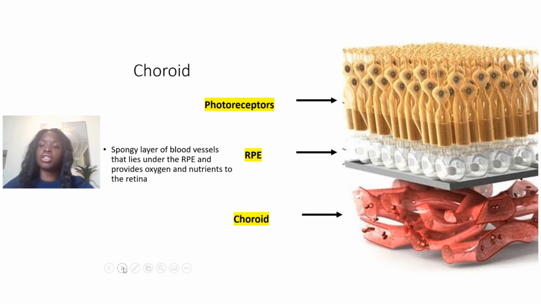Another structure as well that is quite related to the photoreceptors and the RPE is the choroid. Now, the choroid is a spongy layer of blood vessels that lies under the RPE and provides oxygen and nutrients to the retina. So now you can think about this layered structure that we call the outer retina at the macula, made up of photoreceptors, RPE, and choroid.